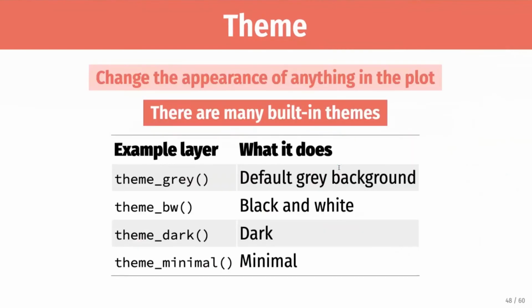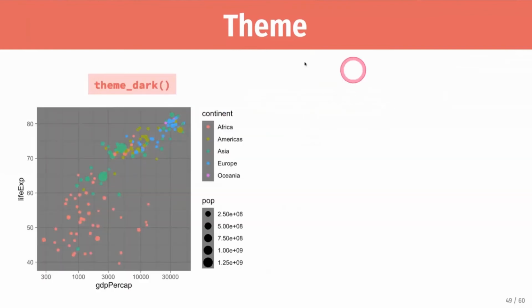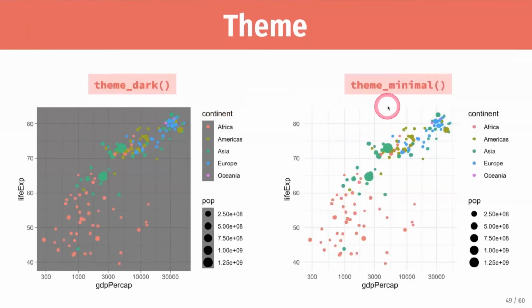And then finally, there's themes. And we'll talk about this a little bit more in the next hour. But you can control every visual element of the graph here. So the default uses theme gray, so you don't have to include that. It's just going to happen by itself. But you can also use theme underscore BW, and that'll do black and white. You can do theme dark. And so this is that same gapminder plot, but all we did is add theme dark to the end. And then same thing here, we just added theme minimal.